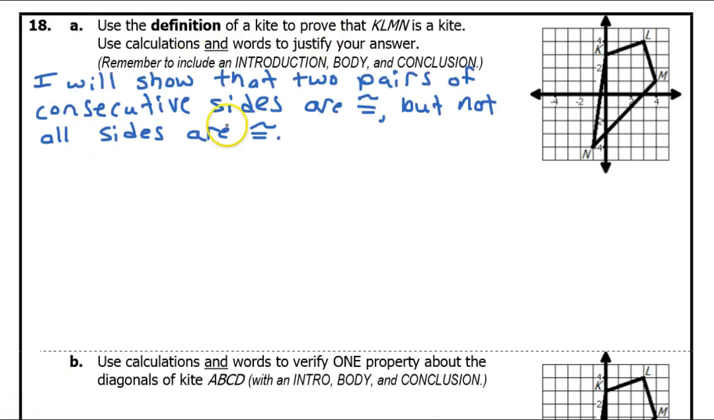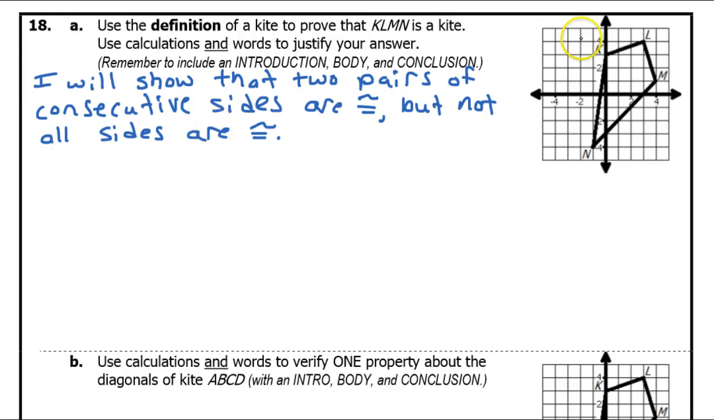So here's my introduction. I will show that 2 pairs of consecutive sides are congruent, but not all sides are congruent, because that would make it a rhombus. Alright, now it's time for the body of my proof, which is a bunch of calculations.